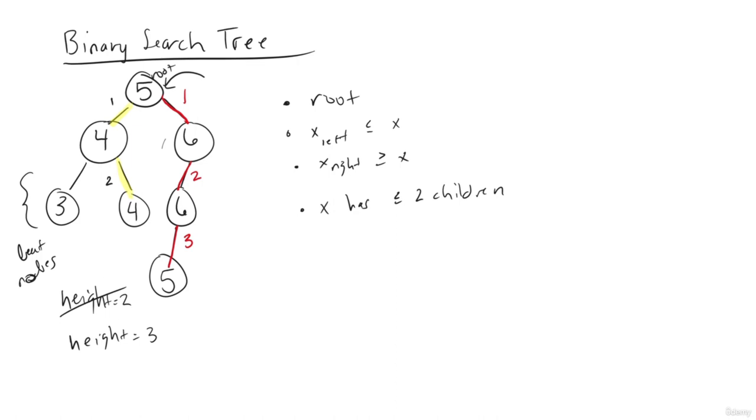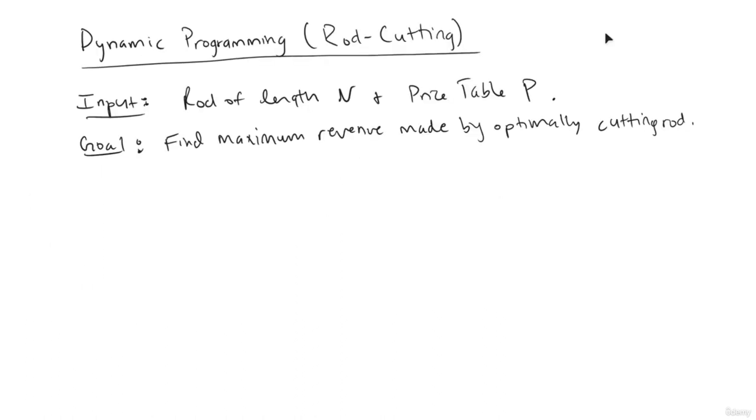And so that's a little bit about the height, a little bit about the BST property, and a little bit about binary search trees. So in this video, I want to talk about dynamic programming, and I'm going to do that through a concrete example. The concrete example that I chose is a classic problem in computer science and in dynamic programming called rod cutting.